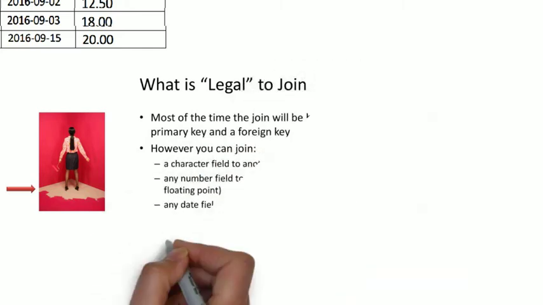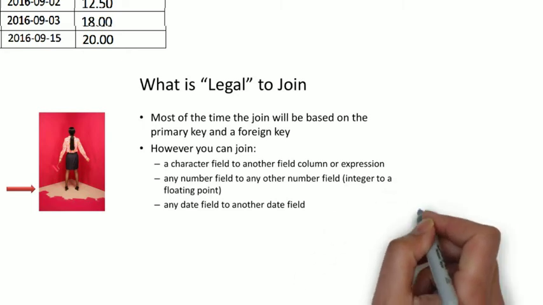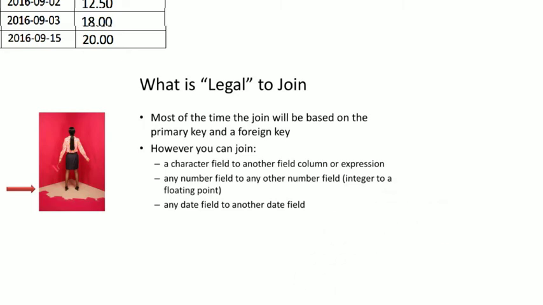What is a legal join? Most of the time, the join is going to be based on the primary key and the foreign key. However, you can join a character field to another character field or expression, any number field to any other number field, even integer to a floating point, or any date field to another date field. Make sure that the linking fields have similar data types.